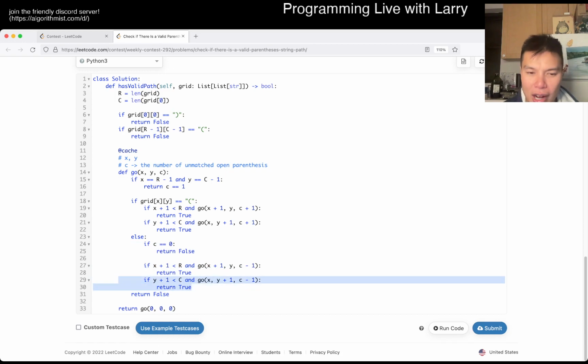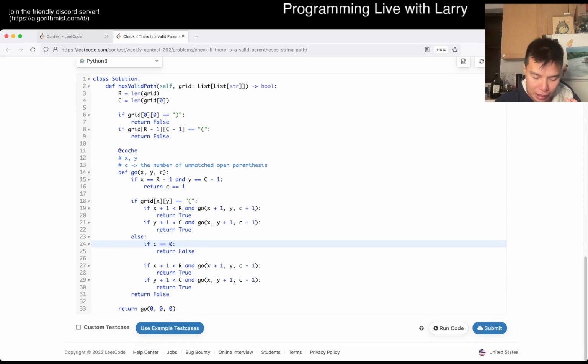We go right with 1 fewer open parentheses, and see if that's good. Otherwise, we return false, and that's pretty much it. So there are a couple of things we can add here as well. I didn't do some optimizations that, in my mind, I thought I did, but now that I look at the code, I did not.